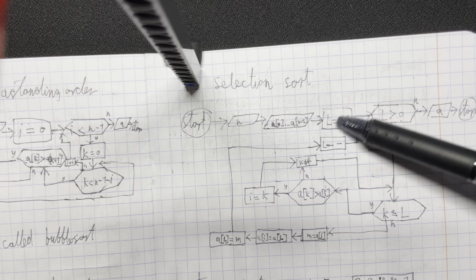Now we check if k is smaller or equal to L, as k in our starting position is our second index position in our array. So it is the last one. We want it to be smaller or equal, because if it would be just smaller, then we're doing one too few swaps.